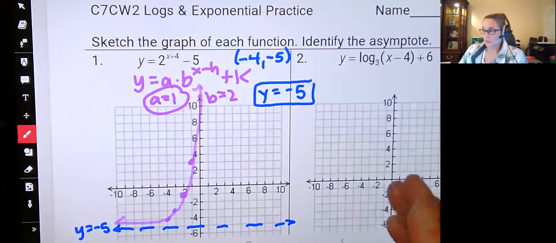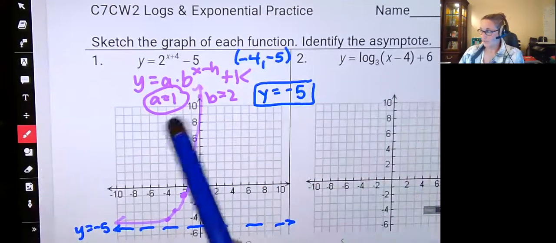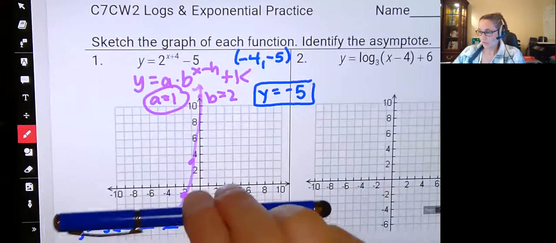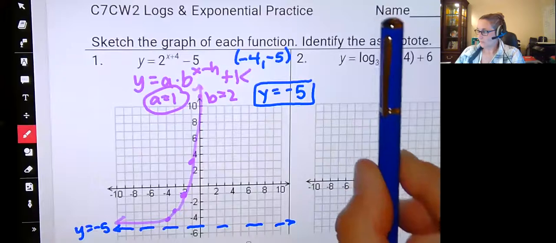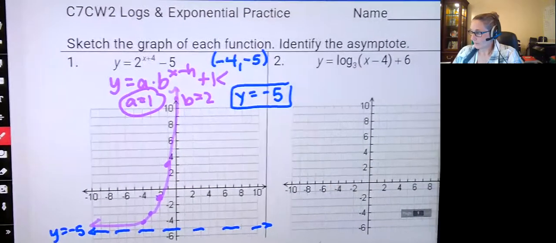Now the one next to it is an inverse of an exponential. It's not this inverse, but it's an inverse of an exponential. This is a logarithm. So these ones have horizontal asymptotes. These ones have vertical asymptotes. Okay.